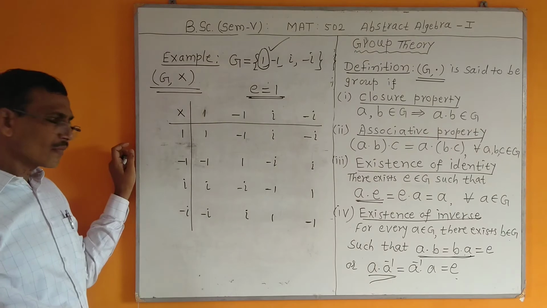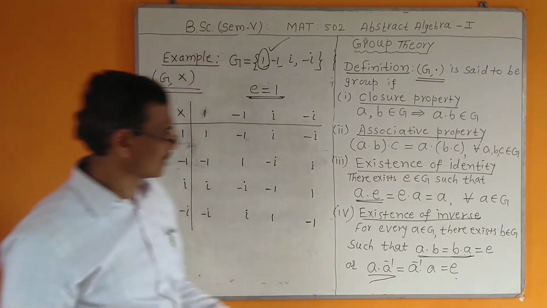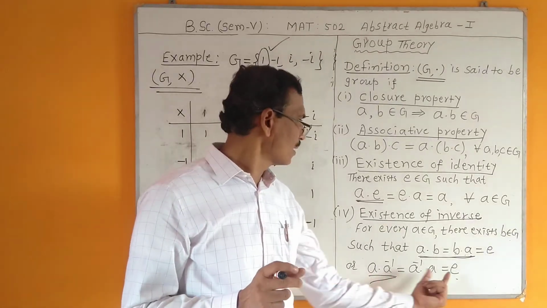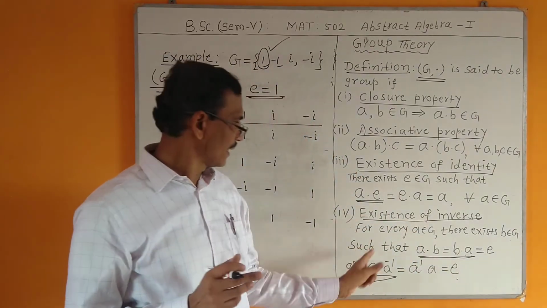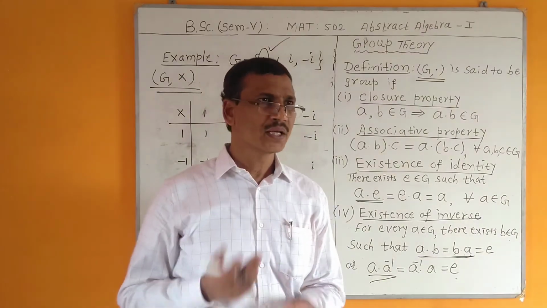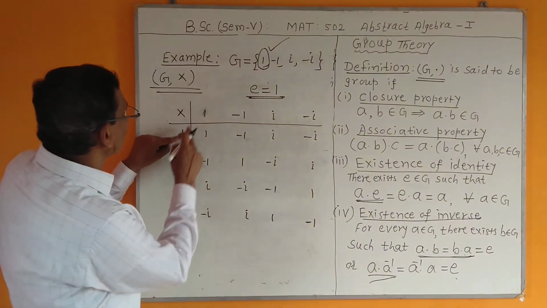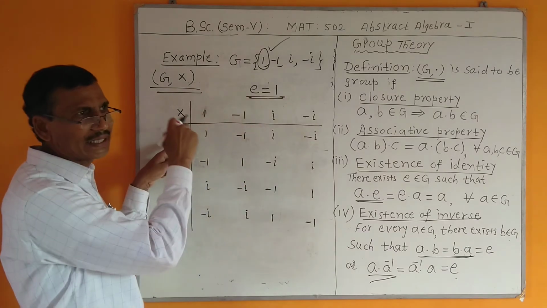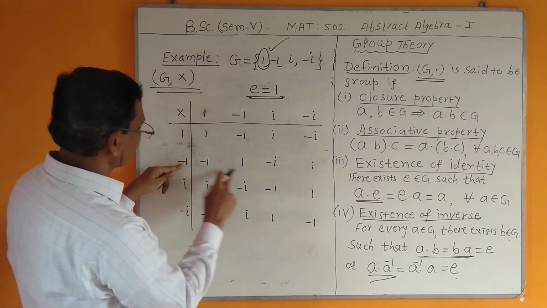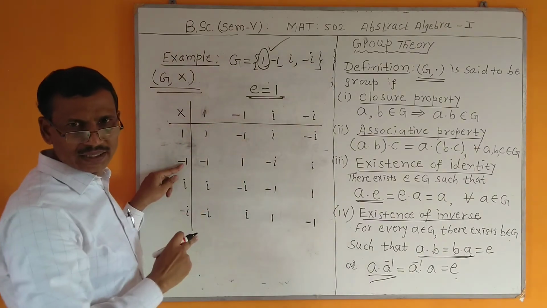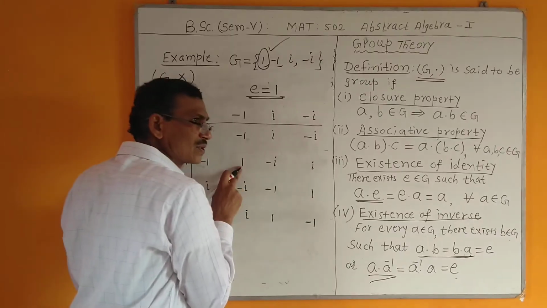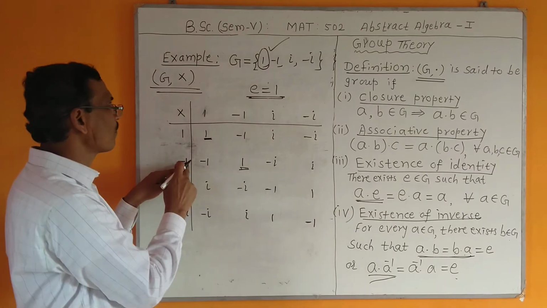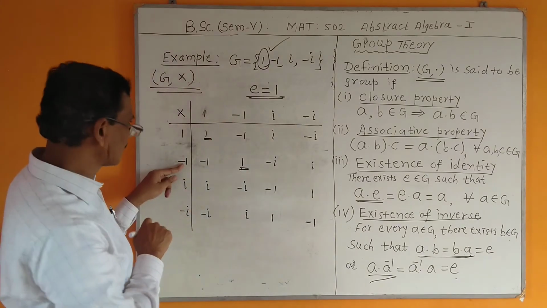Okay? Now we shall verify the inverse. Inverse means we have to consider the product of which two elements is the identity element, that is 1. Then these two elements will be inverses of each other. Here we observe that the product of 1 with 1 is 1, the identity element. That means the inverse of 1 is 1 itself. Then see here, minus 1 into minus 1 is plus 1, that is the identity element. That means the inverse of minus 1 is minus 1 itself.